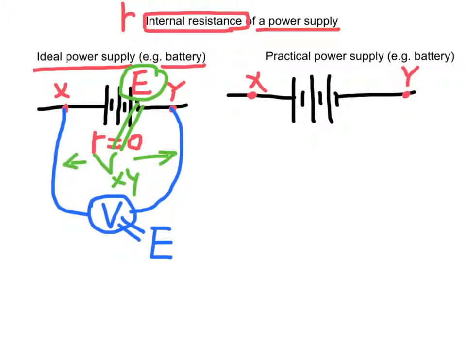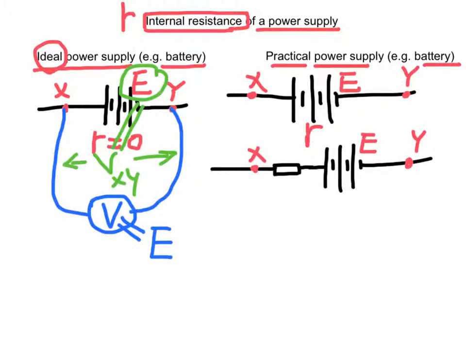However, if the power supply or the battery is not ideal, or we say this is a practical power supply, then there is internal resistance inside the battery of EMF E. The internal resistance can be written in the form of r. The internal resistance can be represented by drawing a resistor of resistance r inside between X and Y.